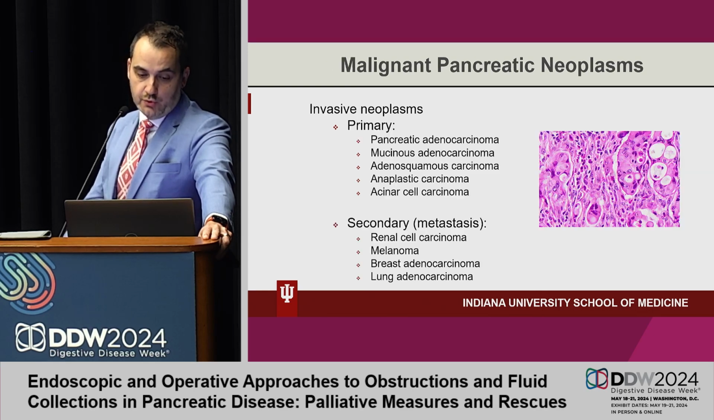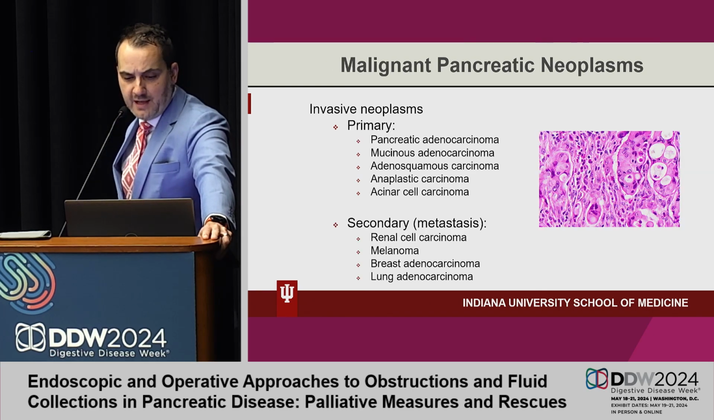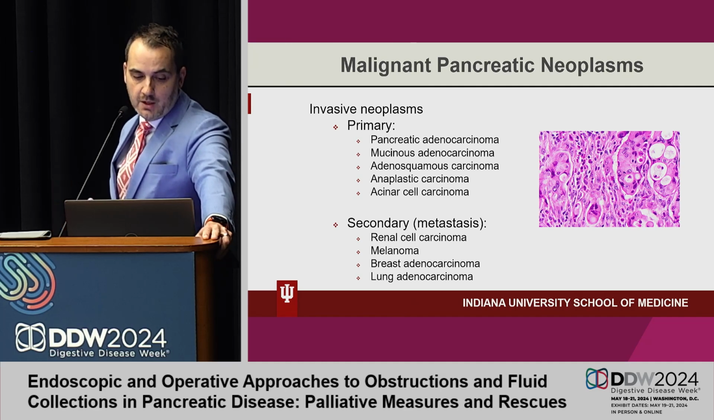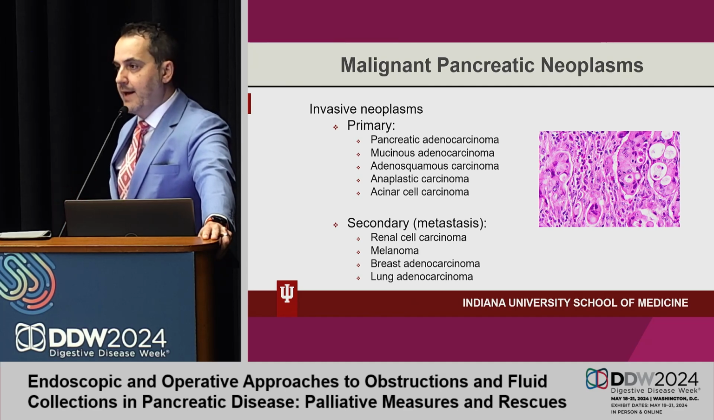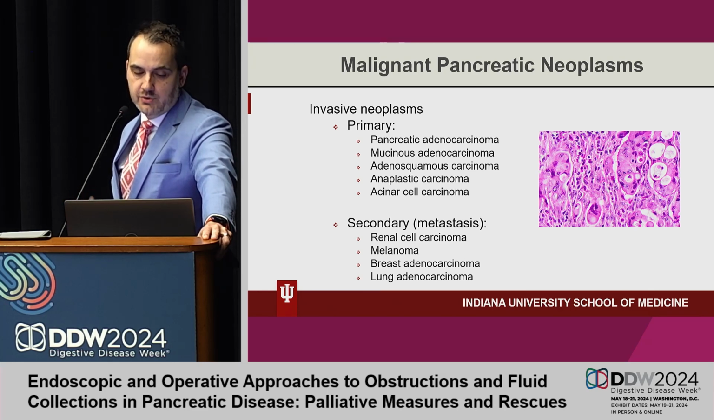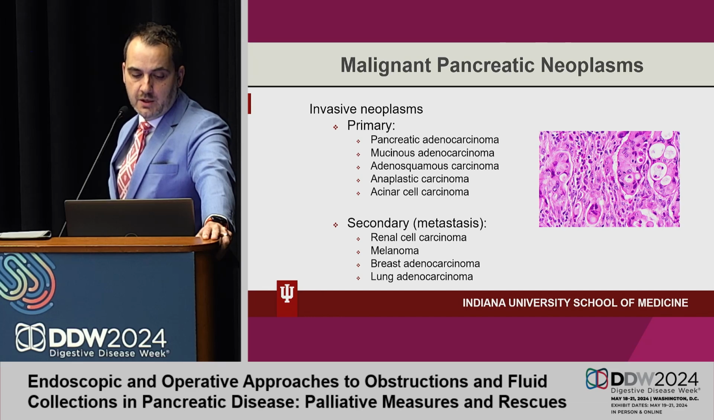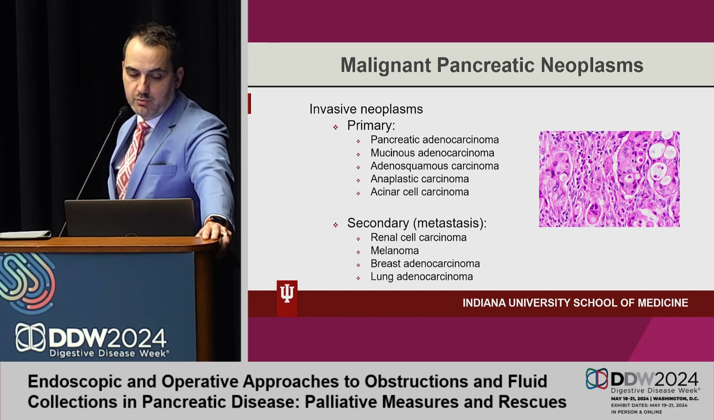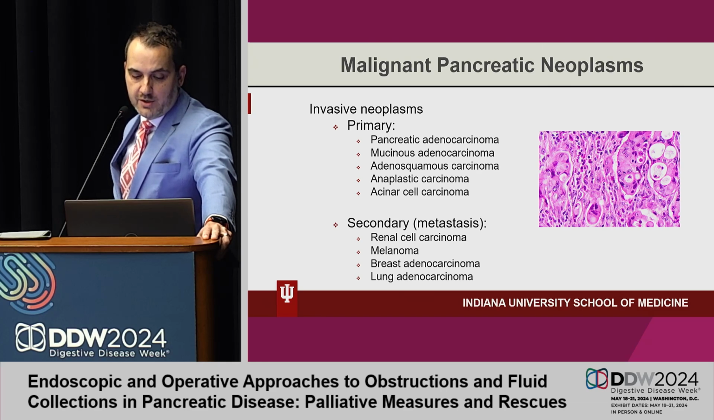Now, transitioning to malignant pancreatic neoplasms, we distinguish this between primary and secondary. The primary would be the pancreatic adenocarcinomas, the most common, presumably 85% of the patients that we see, mucinous adenocarcinomas as a result of the mucinous cystic neoplasms. Then there's the adenosquamous, anaplastic, and acinar cell carcinomas, which make up the rest of the pie of primary neoplasms.